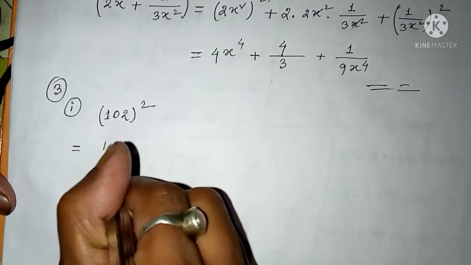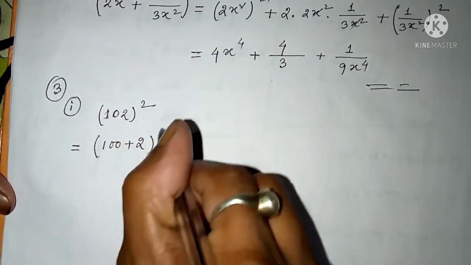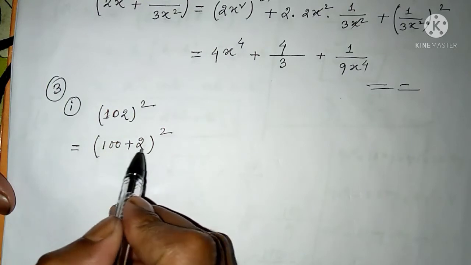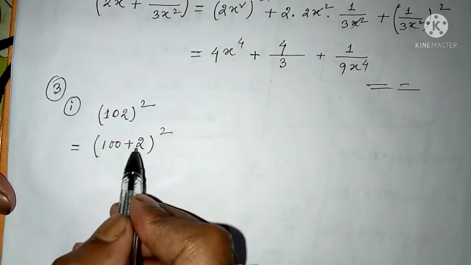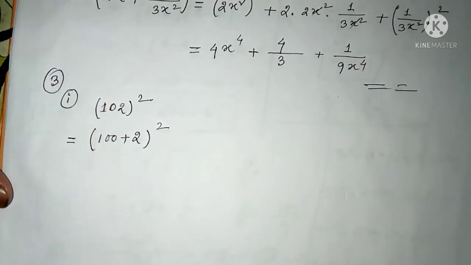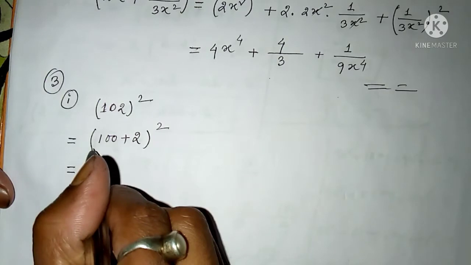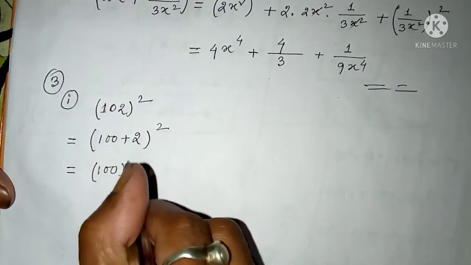That is, I can write 100 plus 2, then it will be squared. Now see, this is the first term, this is the second term. That means I can expand in the form of (a plus b) whole square. Now according to this formula, first of all I need to write the square of the first term.